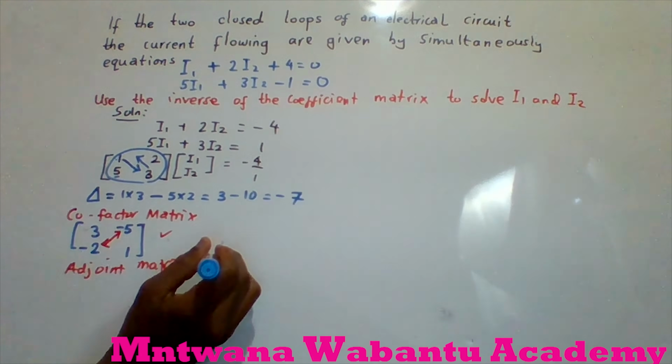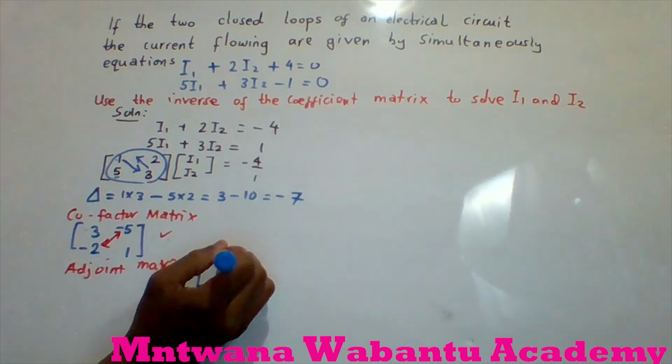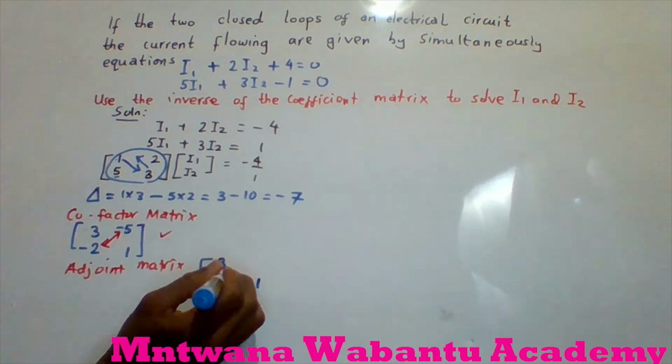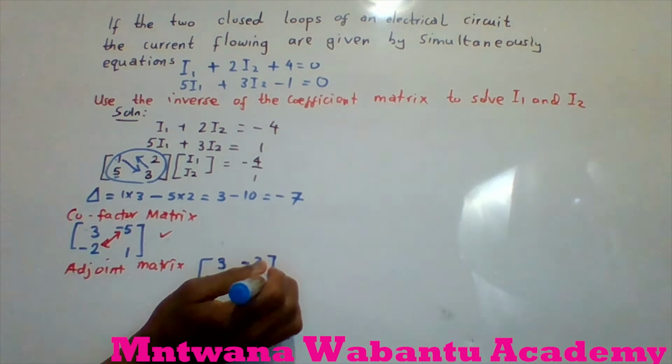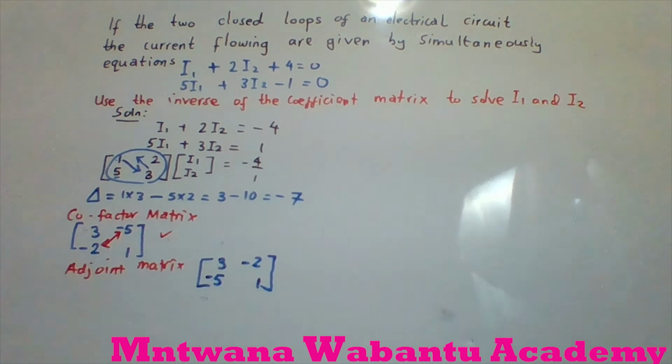So for our adjoint matrix, 3 stays 3, 1 stays 1, and the off-diagonal entries swap, giving negative 5 and negative 2. That is the adjoint matrix, only those positions switched. So now we have 3, negative 2, negative 5, and 1. Perfect. Now we want to get the inverse of the matrix.